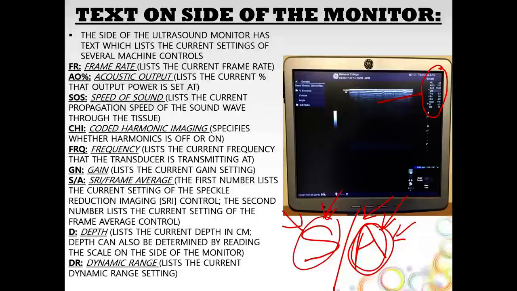So next control, depth. This lists the current depth in centimeters that you are currently penetrating to. You can also determine this by looking at the depth map on the side of the screen. And then dynamic range, DR, is our last text on the side of the screen. This lists the current dynamic range setting on the machine.